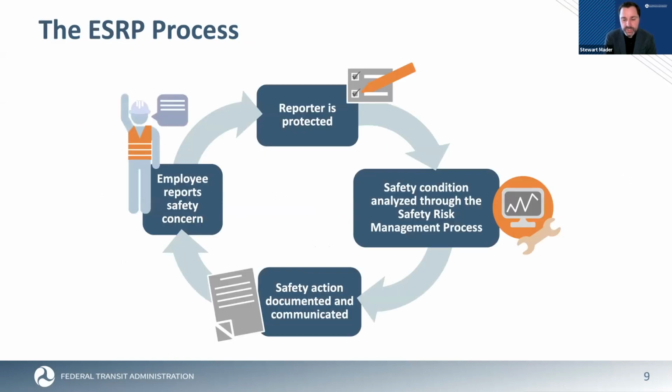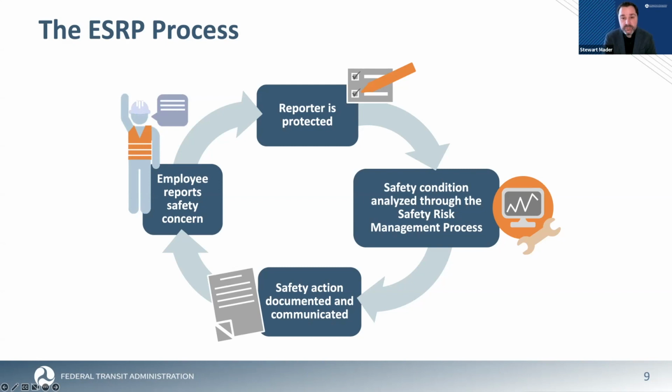And let's bring up the graphic. You may be familiar with this graphic. We've used it before, and we use it in many of our PTASP TAC materials to discuss the ESRP process. So the cycle begins when a worker reports a safety concern to their agency leadership. The agency then analyzes the safety condition through the safety risk management process. And as noted, the reporter is protected as long as the behavior in their report is not on the list or description of behaviors that are subject to disciplinary action. As long as it's not on that list, the reporter is protected from discipline.